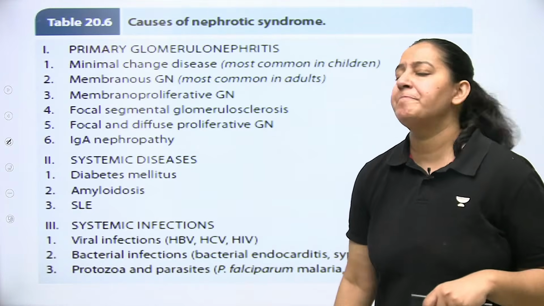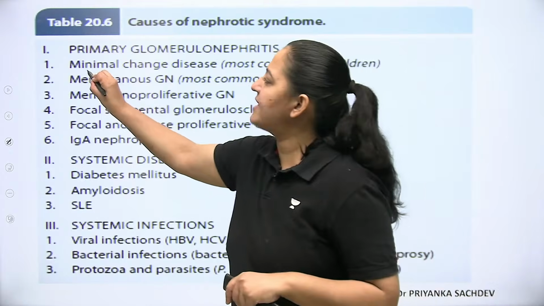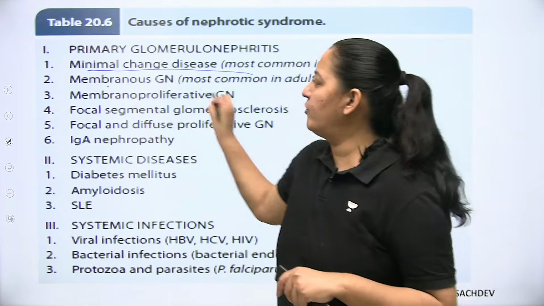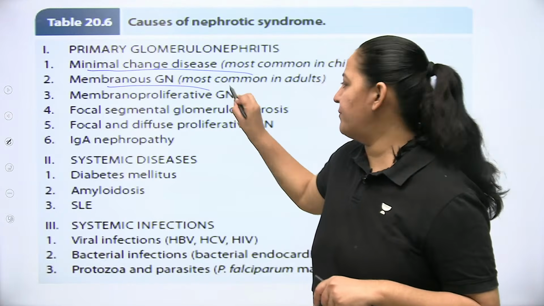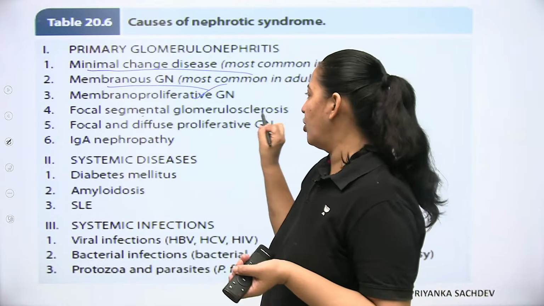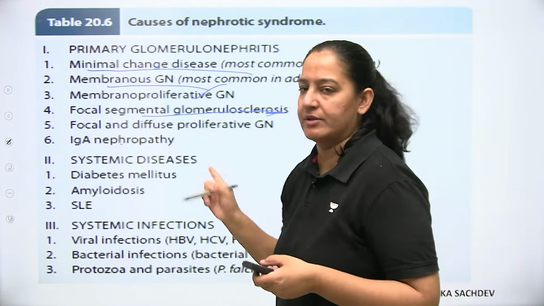Now give me the examples of nephrotic syndrome. In nephrotic syndrome, MCD is the most common example. Membranous glomerulonephritis, membranoproliferative presents with both. It was there also, and it is here also. Focal segmental glomerulosclerosis is nephrotic syndrome, and again IgA presents with both, right?